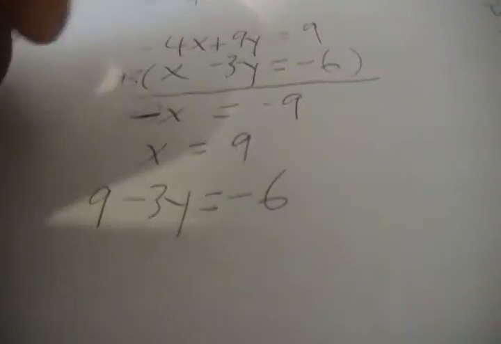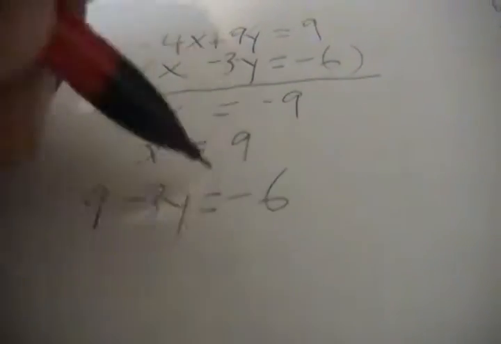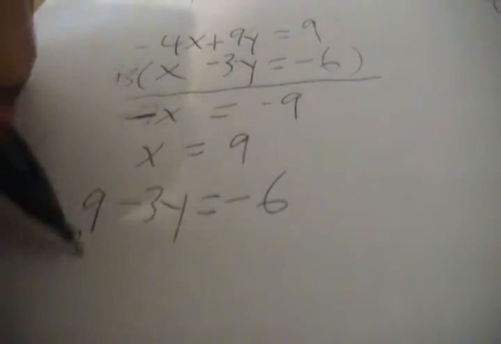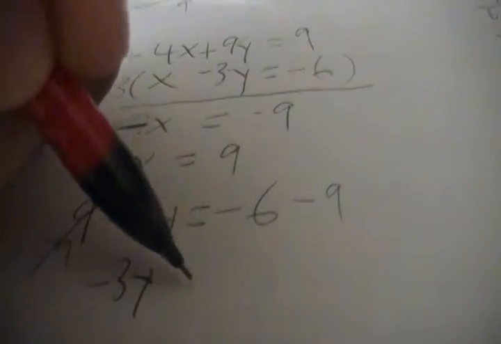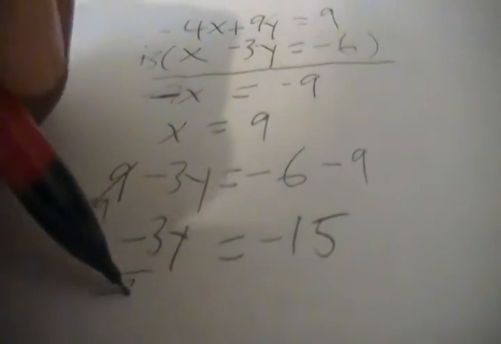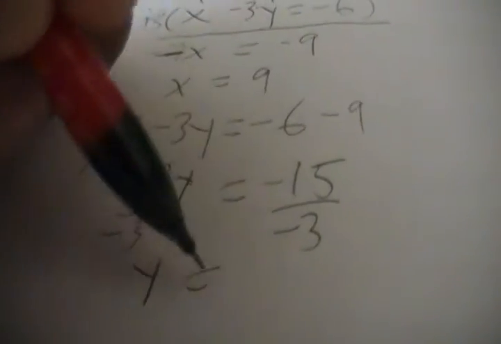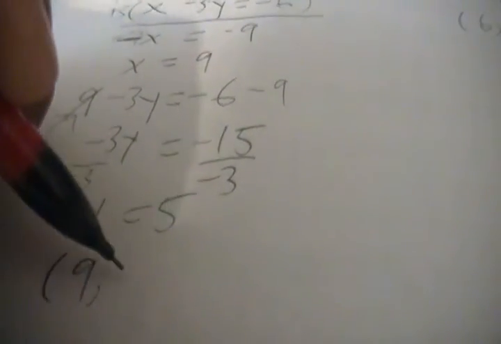Now let's solve for y. So you subtract 9 from both sides. Those cancel, and you get negative 3y is equal to negative 6 minus 9, which is negative 15. Divide both sides by negative 3, and we get y is equal to 5. So the final answer is going to be x is 9 and y is 5. And that's your final answer.